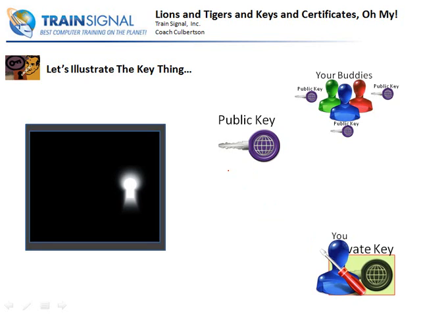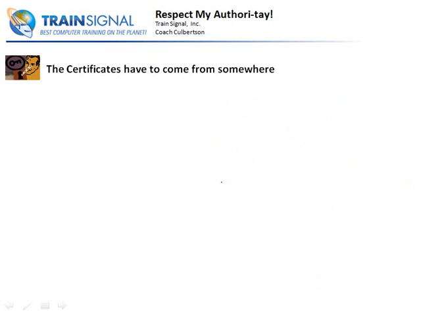So that's just a real quick illustration about public and private keys, and they're generated together, by the way, by a certificate authority. And then we take public keys and we put them into the certificate. We don't hand out individual keys, those bits of code, to our buddies. We actually hand out certificates that contain our public key, as you see over here.